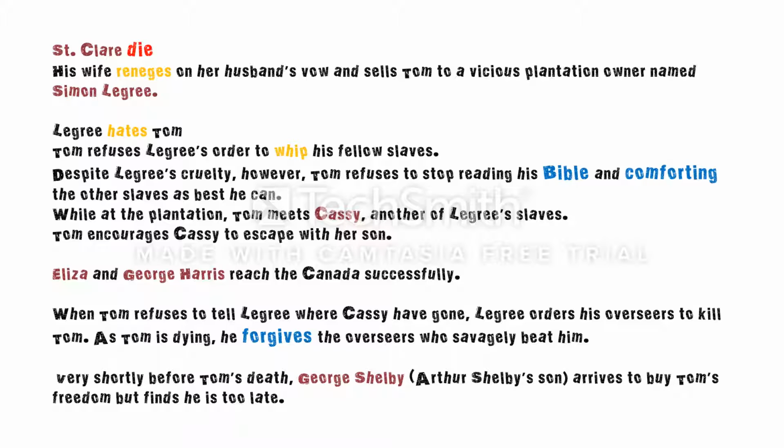At the end of the story, very shortly before Tom's death, George Shelby, the little boy now become a man, arrives to buy Tom's freedom, but he finds that he is too late.